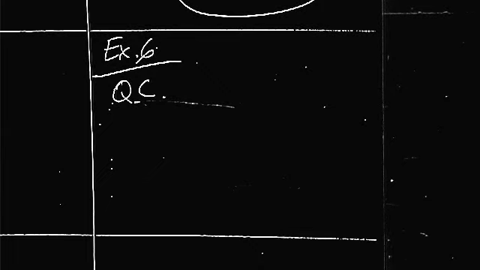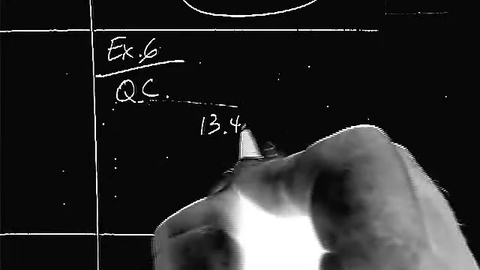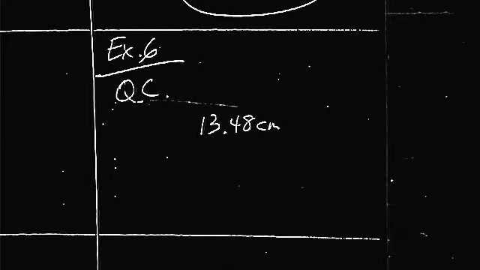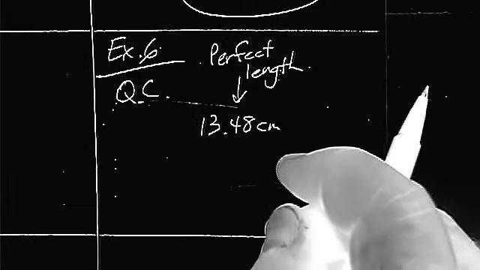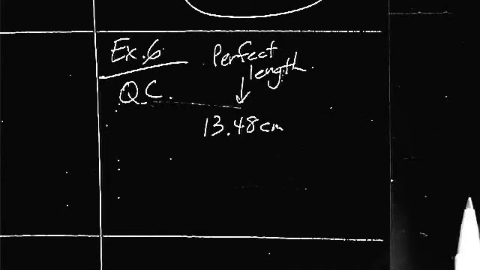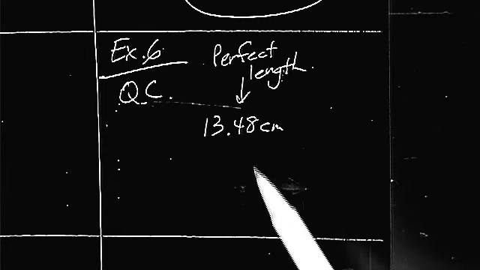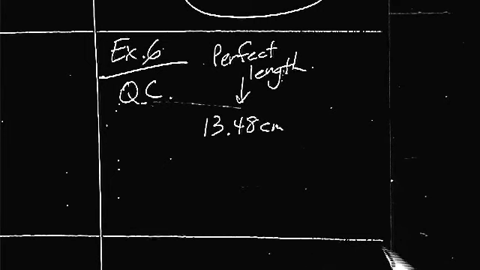So in this particular example, it says the plans for a gear assembly, so in other words, they're making a certain part, specify a length of 13.48 centimeters. If I could make the part perfect in length every single time, the perfect length would be 13.48 centimeters. But you know and I know that nothing is made perfectly the same every single time. Machines change, people change, and sometimes we make things longer or shorter than that. This would be absolutely perfect.